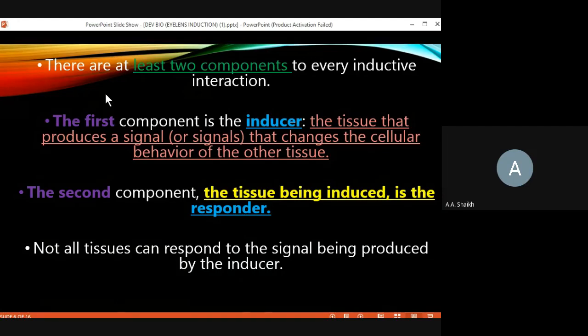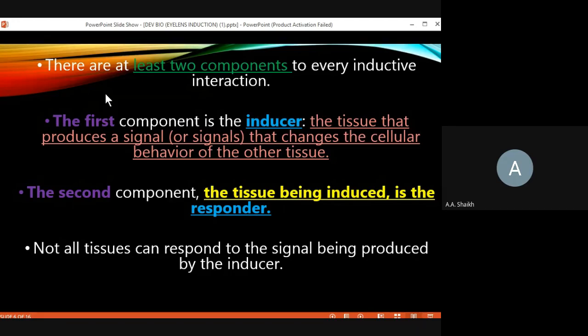The second component, which is important in this entire system, is the responder. Responders are the cells which have signal transduction components, and they have the ability to receive the signals released from the inducers.